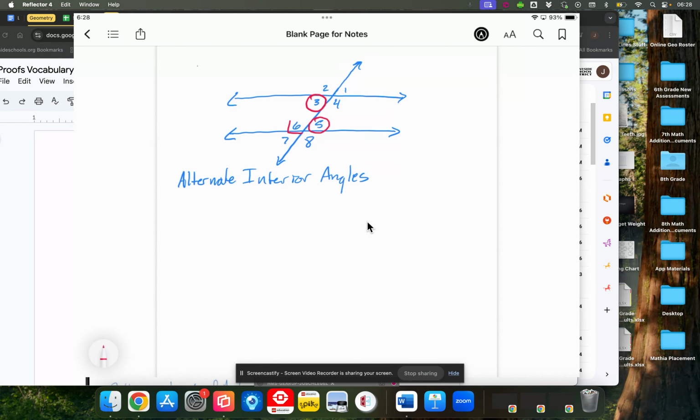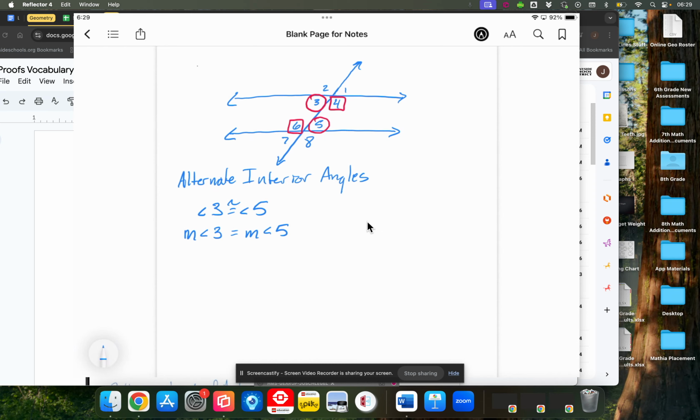Now, angle 6 and angle 4 are alternate interior angles also, because they are on opposite sides of the transversal, but inside the parallel lines. So alternate interior angles are congruent. So that means that angle 3 is congruent to angle 5. If angle 3 is congruent to angle 5, we can also make the statement that the measure of angle 3 is equal to the measure of angle 5.